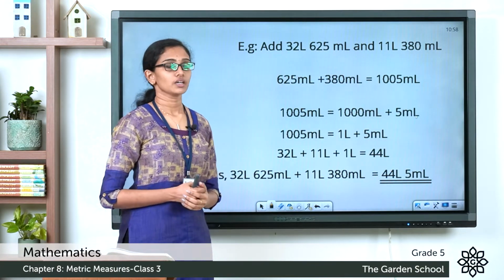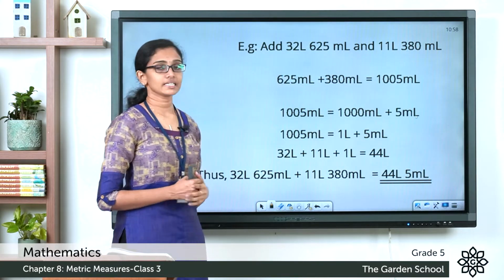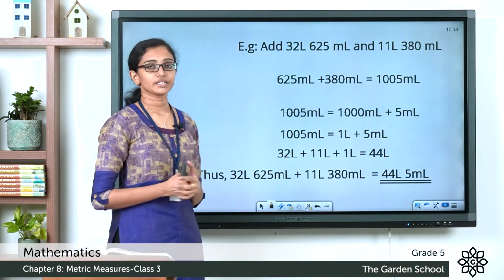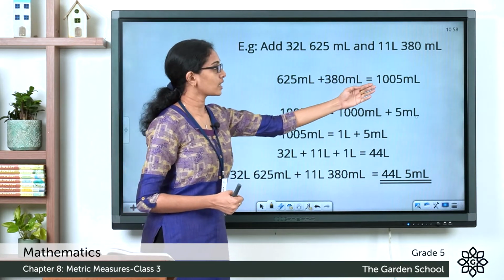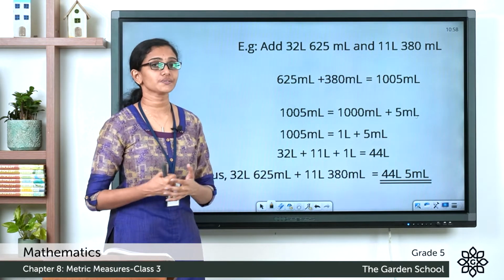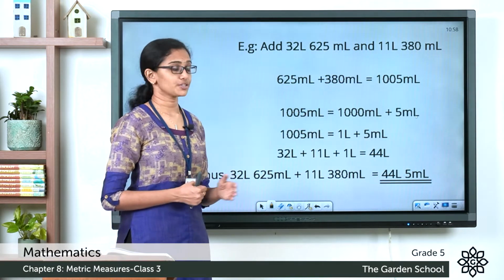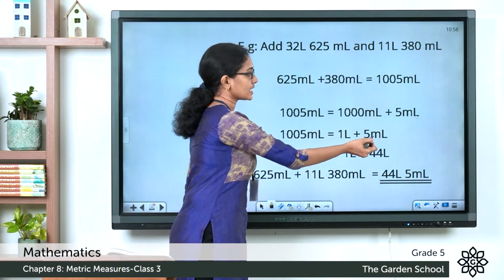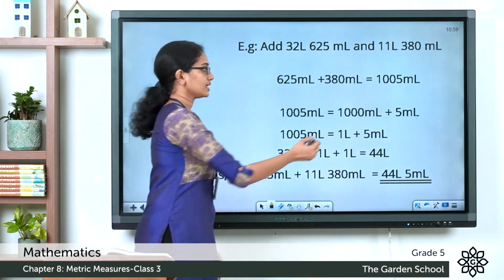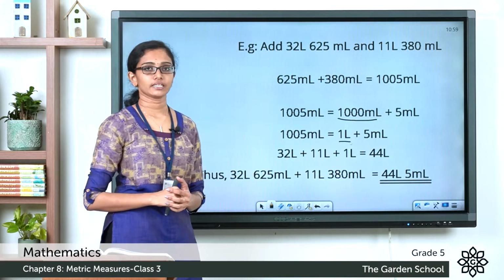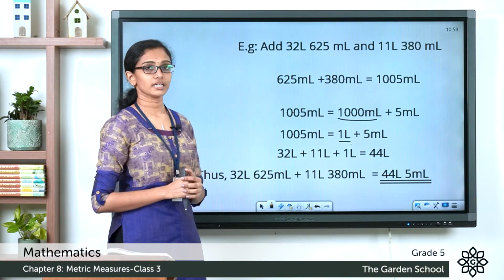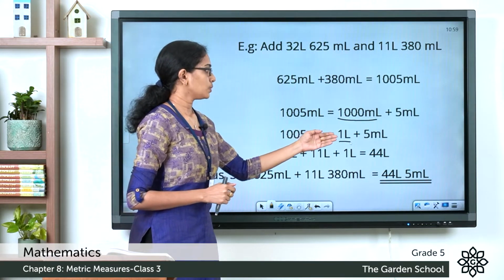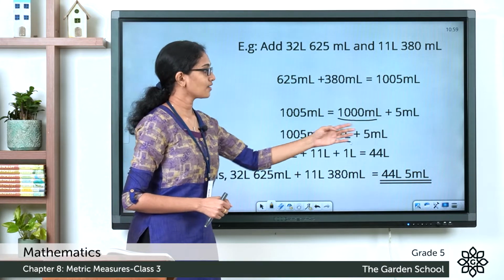So which are the smaller units given in this question? The milliliter. So here we have 625 milliliter plus 380 milliliter. We are adding the milliliters first. So there we get 1005 milliliter. And what is this 1005 milliliter? It is equal to 1000 milliliter plus 5 milliliter, which can be rewritten as 1 liter plus 5 milliliter. Why? This 1000 milliliter is equal to 1 liter. So 1005 milliliter, which is the sum of the smaller units, is equal to 1 liter 5 milliliter.